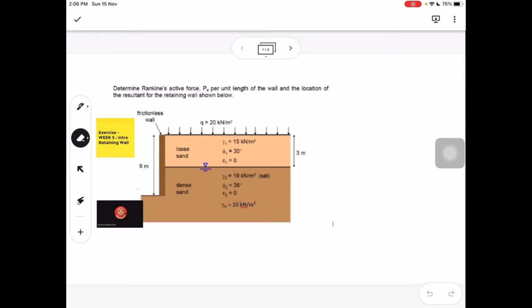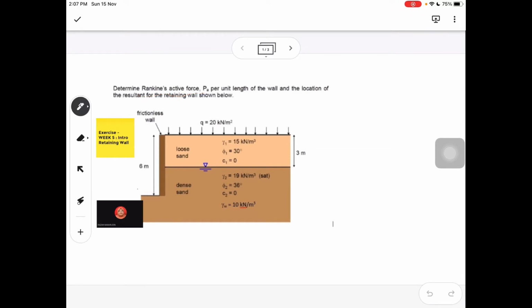I'm Faiza. Today I'm going to teach how to get the lateral earth pressure behind the wall. For this exercise, look at this question. Determine Rankine's active force PA per unit length of the wall and the location of the resultant for the retaining wall shown below. The clue that we have here is the Rankine active force.